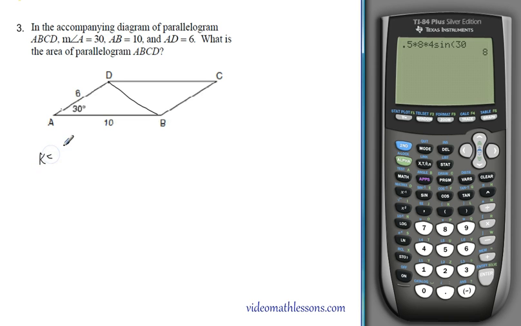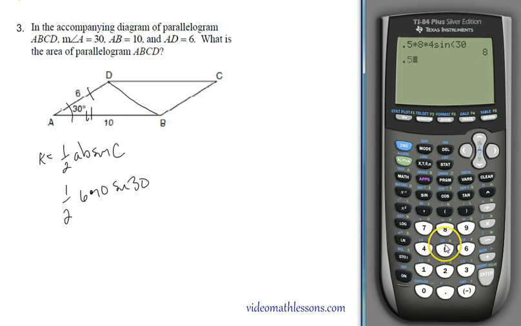So K equals 1/2 ab sine C. That's my formula. And once again, I really don't care who A, B, and C are. It's just side, angle, side. As long as I have that, I'm able to do the formula. So 1/2 times 6 times 10 sine 30. And you can either cancel or just punch in a calculator. So 0.5 times 6 times 10 sine 30. Hit enter, you get 15.